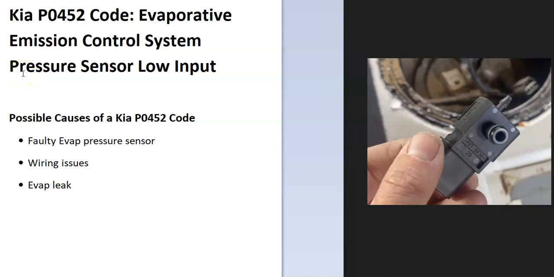So today I'm talking about a Kia with the P0452 code, what it is and how you go about fixing it. So what is a Kia P0452 code? Well, it's an evaporative emission control system pressure sensor low input. And what does this mean?